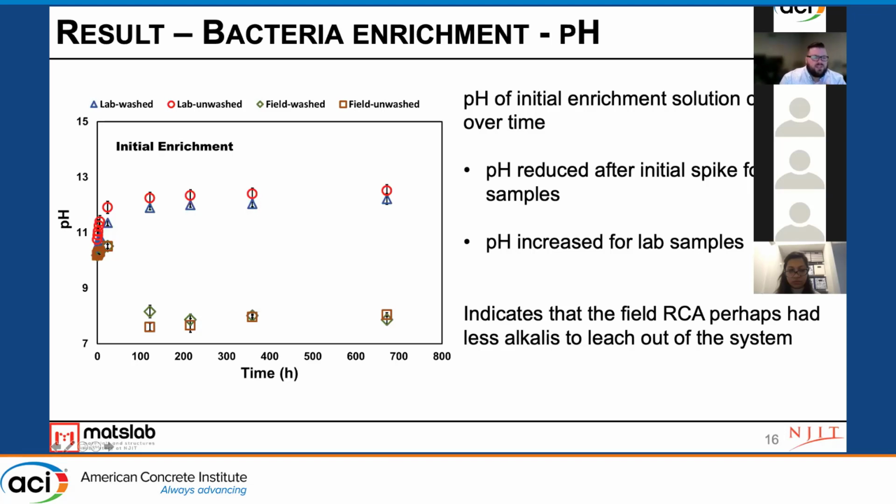And so this is really indicating that the age of the RCA is going to have an impact on the pH of any solution that is going through it, mostly because, of course, stuff that has been sitting out and soaking, more of that calcium hydroxide is going to have leached out already, and so it won't have as much of an impact on the pH.